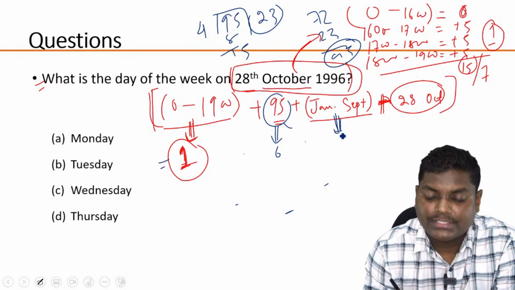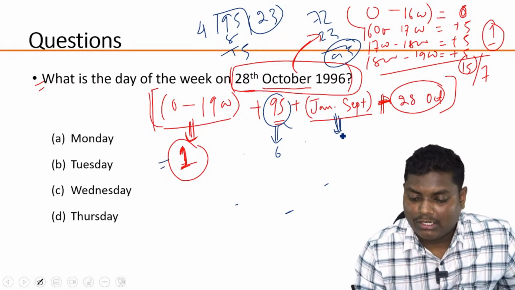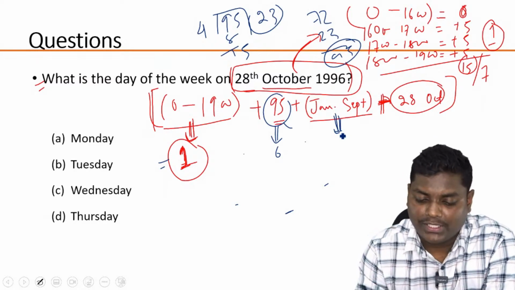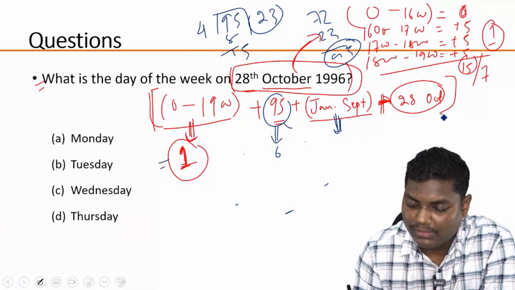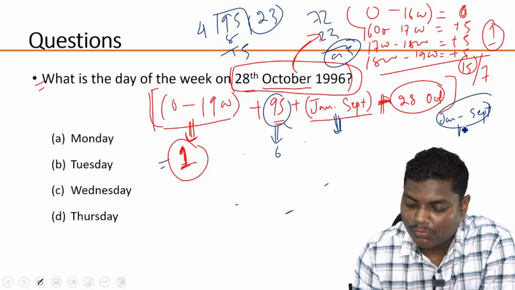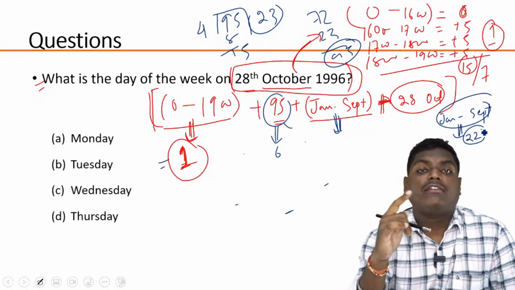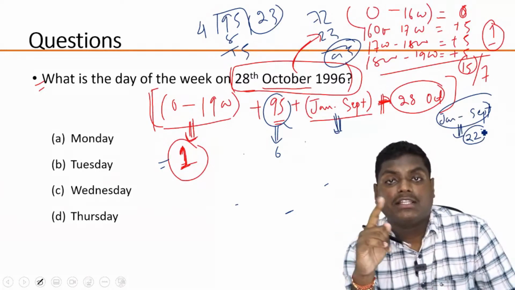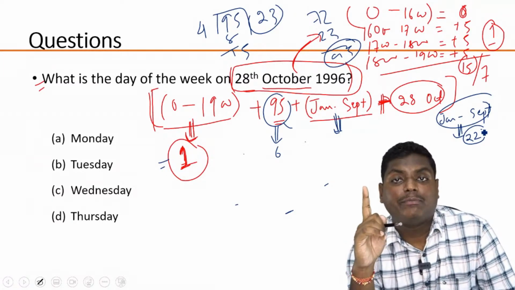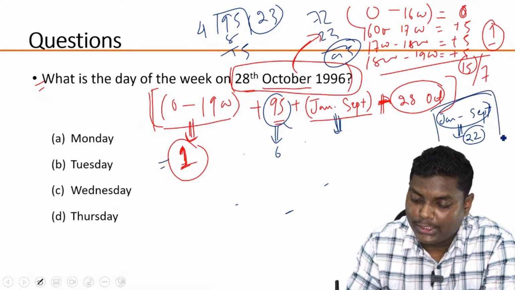Again, from January to September, we just need to see from January to September. If you start counting the number of odd days from January to September, you'll get it to be 22. Since it's a leap year, you can just try it by yourself. For January, the number of odd days is 3. For February, since it's a leap year, it is 1. So if you add all these days, it will come to be 22.